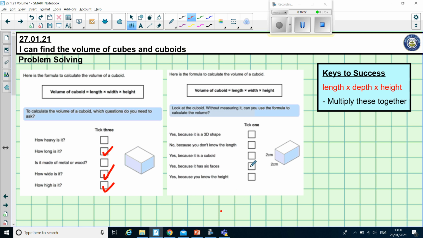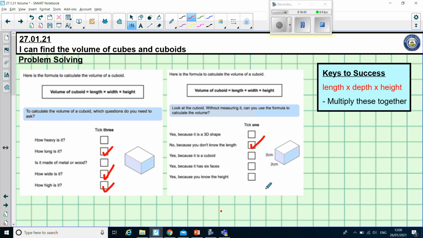Okay, the answer we were looking for was no, because you don't know the length. We know the height, we know the width or the depth, but we don't know the length of it. We need 3 numbers to be able to work out the volume of a cuboid, so that does not help us, does it? So at the moment, we cannot work it out yet, unless they tell us that length.